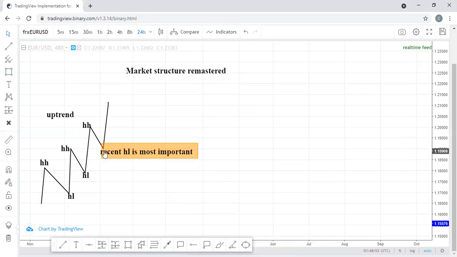All right. So that is the first kind of market that we have, the uptrending market, the buyer's market. We'll be deleting all this.